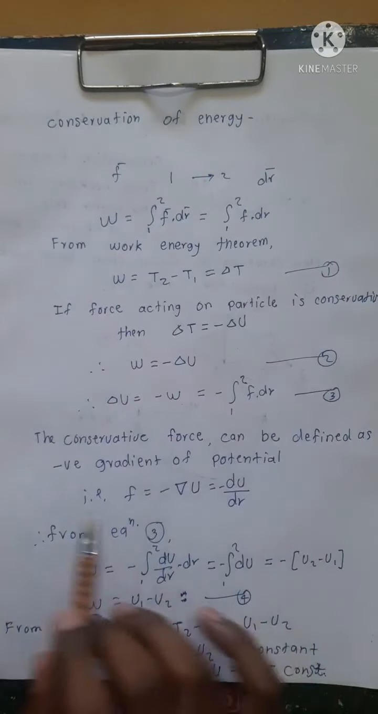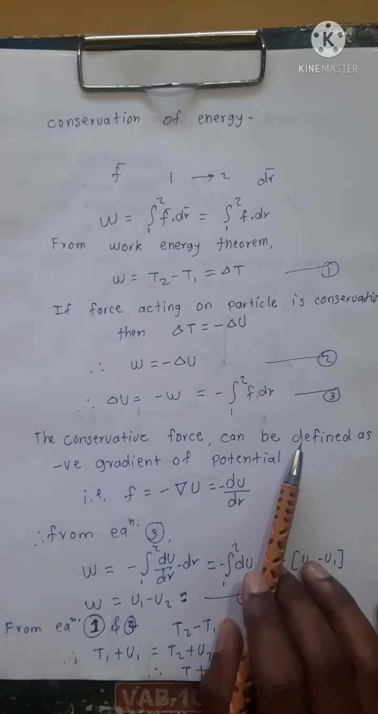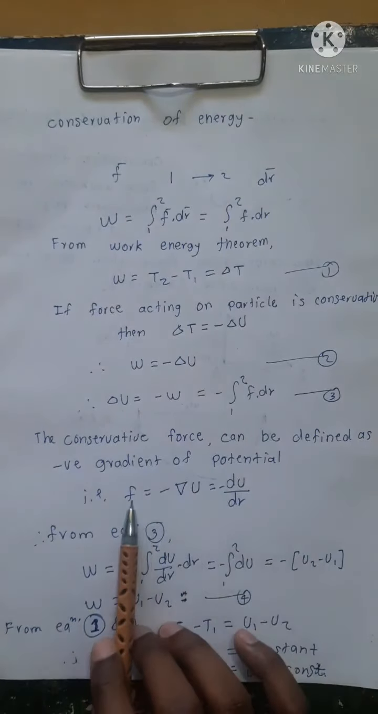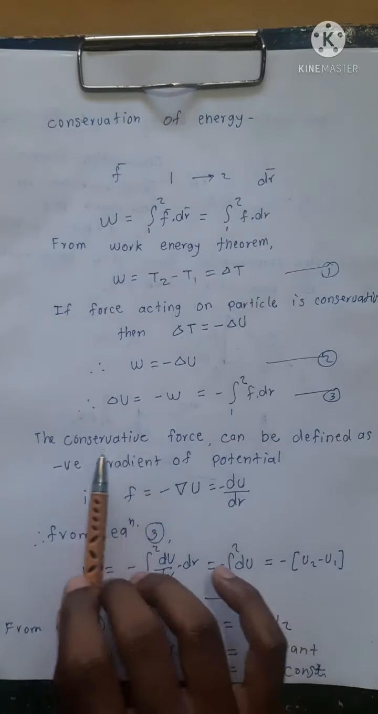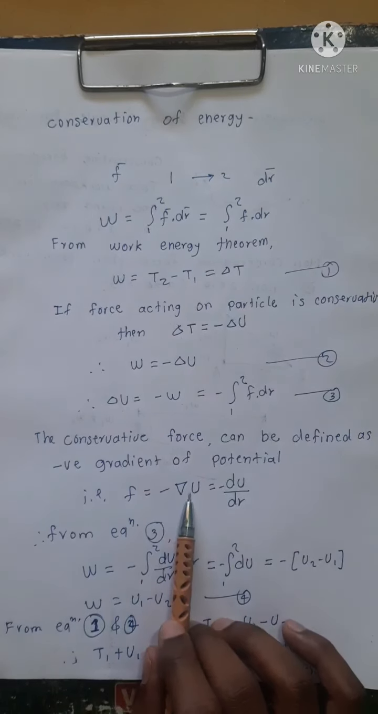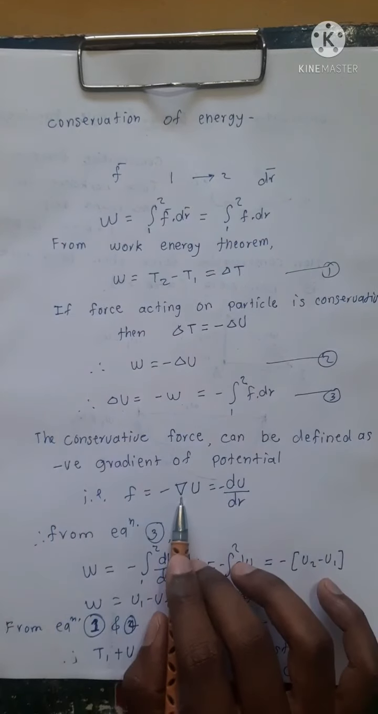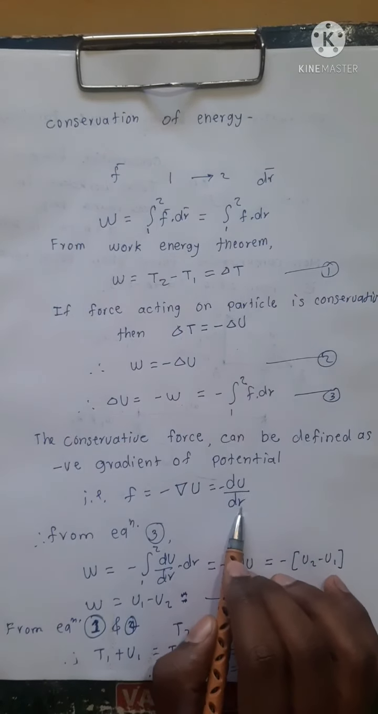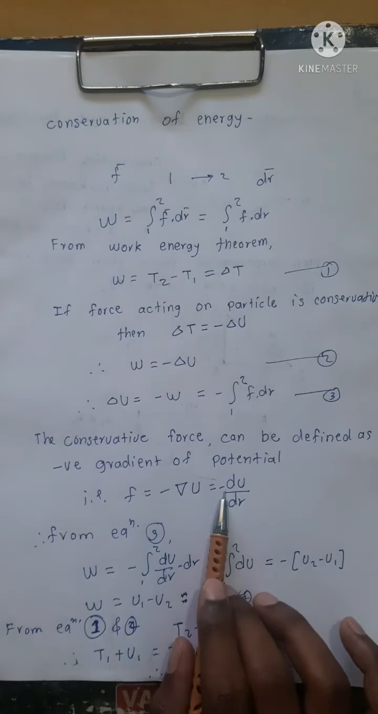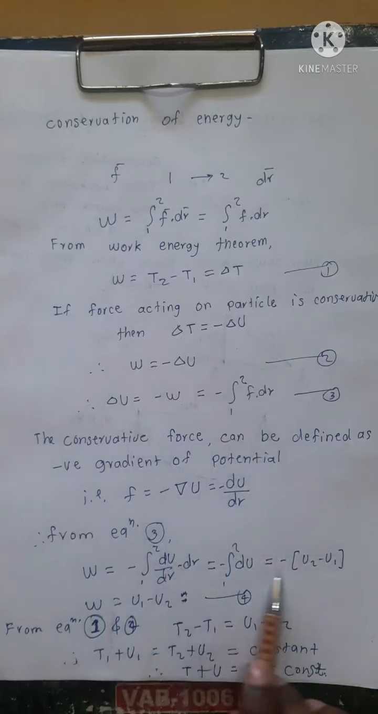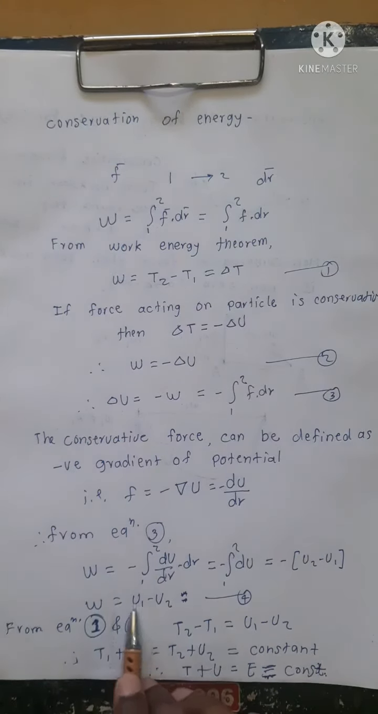So consider if the forces are conservative. For a conservative force, we can define the force as the negative gradient of potential. We know this in vectors. So it is the negative gradient of potential, that is a conservative force. So we write it as minus del U, or the gradient of U is minus dU by dr. Now from equation 3 we just put this value of force in that equation and calculate the integration. So we get the work done as the change in potential energy.